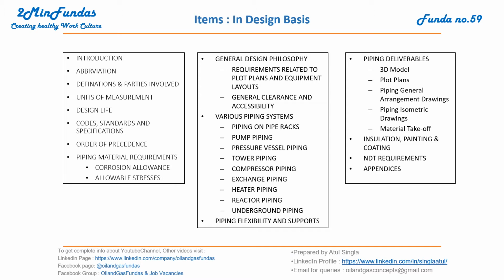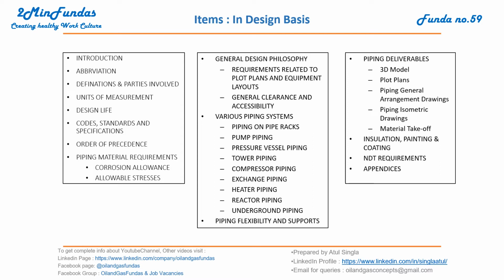For example, in the first part we'll have an introduction to the project, what this project is all about. Then abbreviations, definitions, parties involved, units of measurement, what the design life is, what the codes and standard specifications are which we are going to use in the project, order of precedence, then piping material requirements, pros and cons, allowable stresses. So all these things we have to have in any design basis.